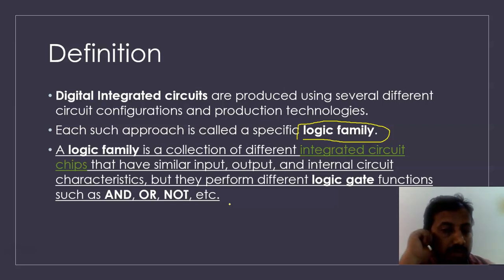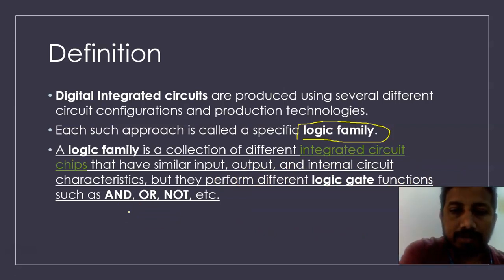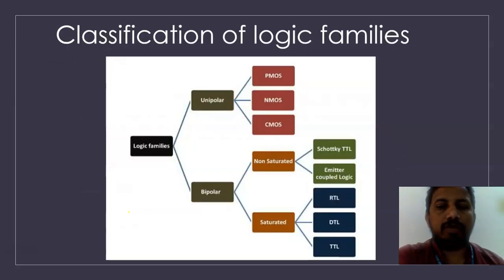To explain this, I will take the example of TTL. TTL has different integrated circuit chips like 7400, 7402, 7404. For example, 7400 is a NAND gate IC; it implements the NAND gate function. So these are different ICs which perform different logic gate functions but have similar internal circuit characteristics, similar inputs, and similar outputs. The high level and low level would be the same. That would be the definition of a logic family.